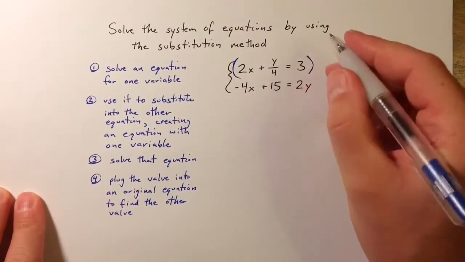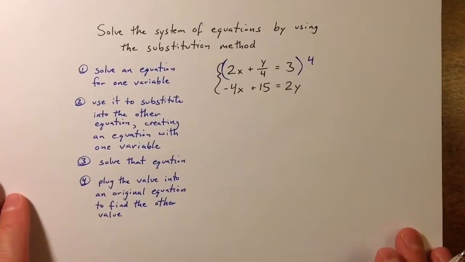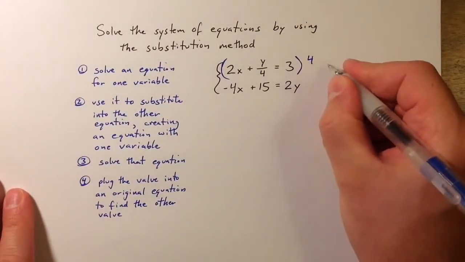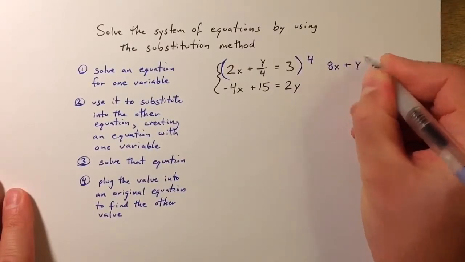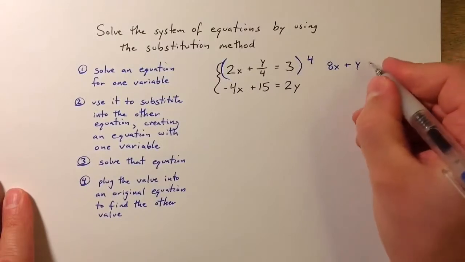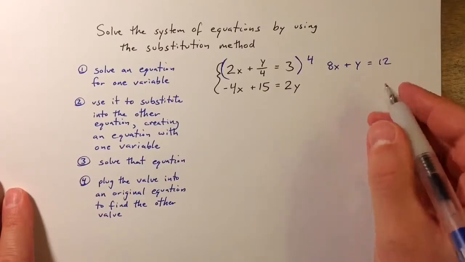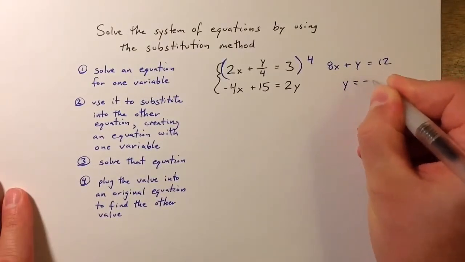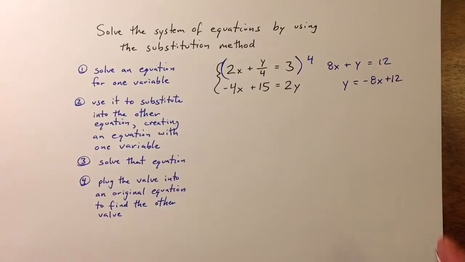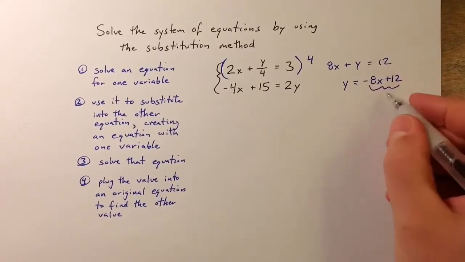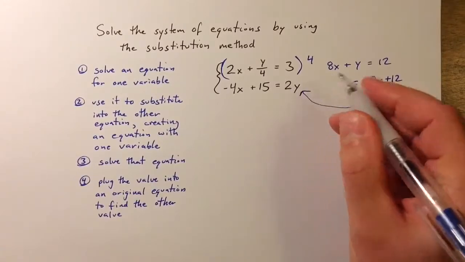With 4 in the denominator, if I multiply this whole equation by 4, it'll cancel out that denominator. So multiplying across by 4, we end up with 8x plus y, because the 4's cancel, 4 over 4, and equals 12. And then if I subtract 8x to the other side, I get y equals negative 8x plus 12. So now this is an expression in terms of x, and for this equation to be true, that expression has to equal y.